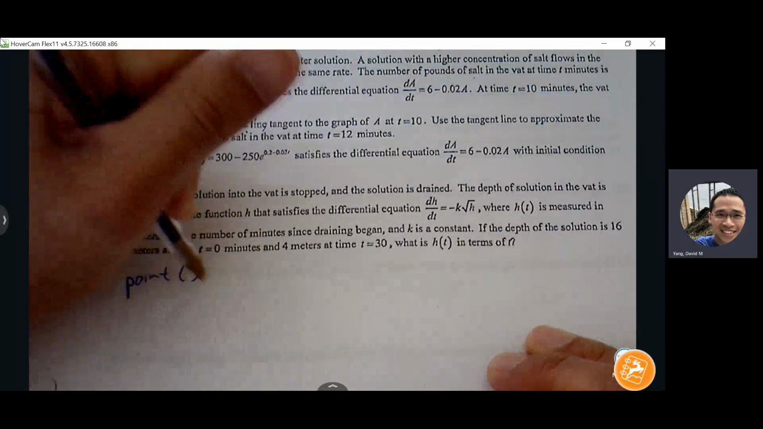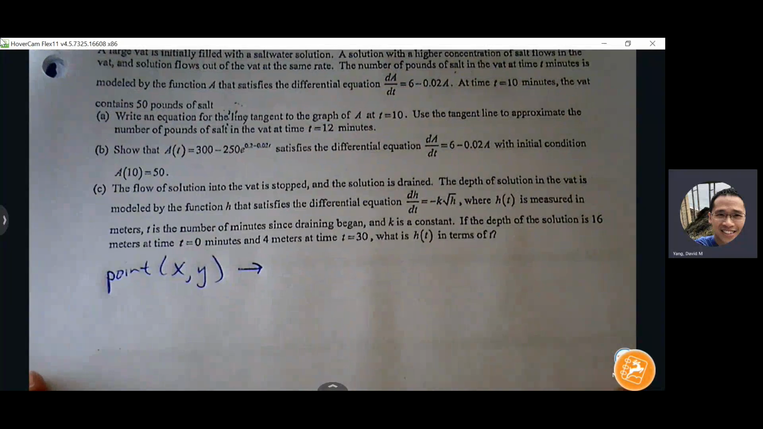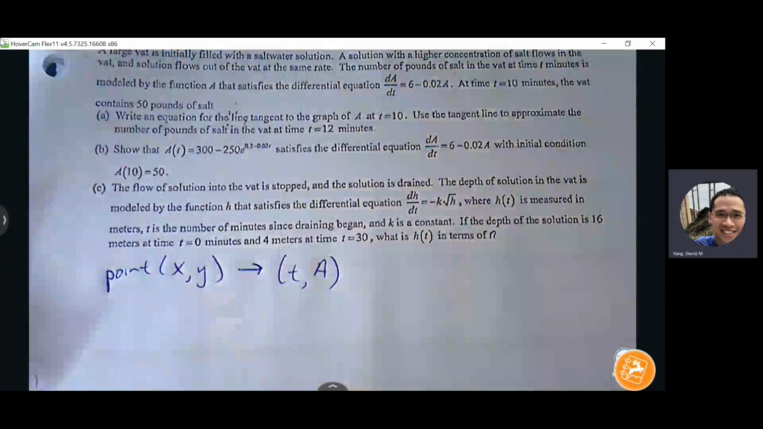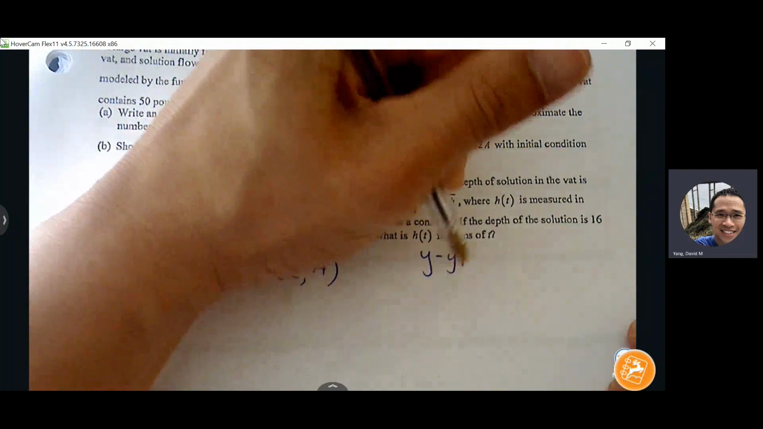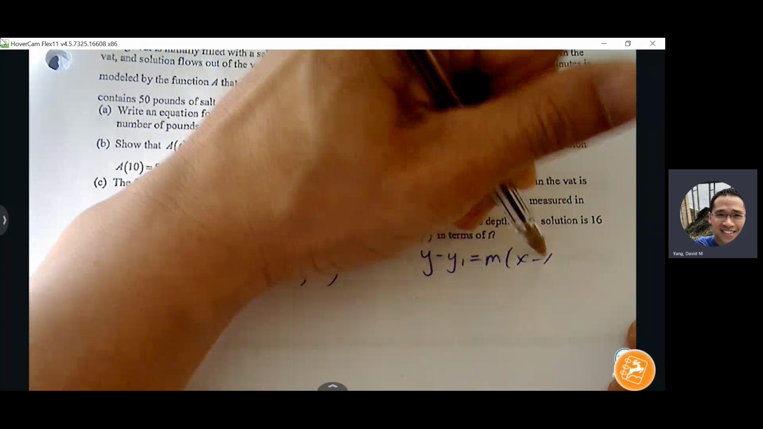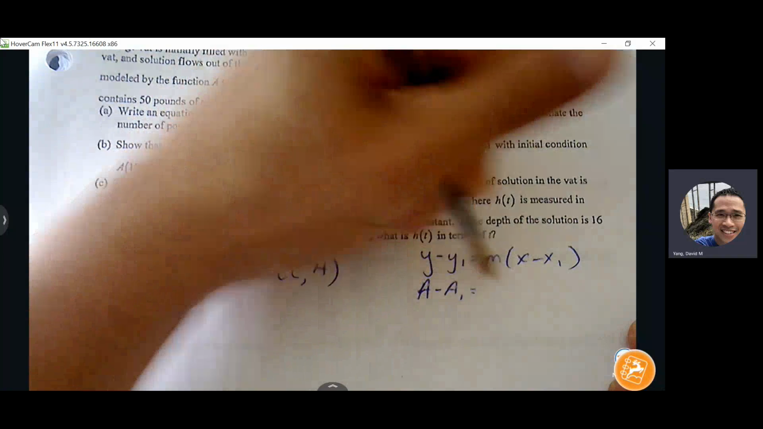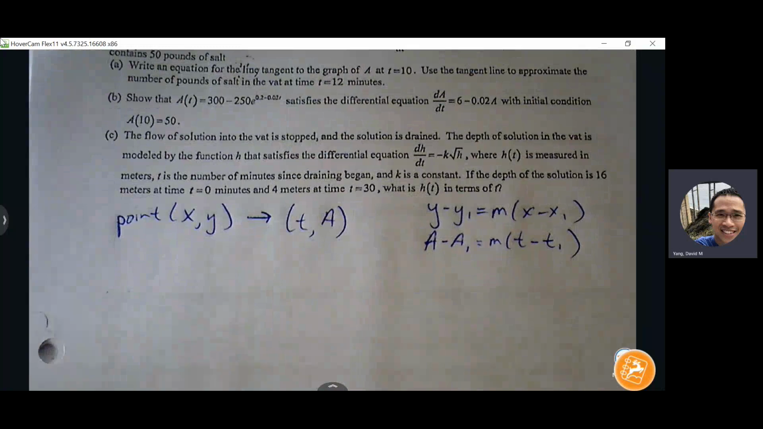I know an ordered pair is usually x, y, but in this case, we have to make some adjustments. Our ordered pair is now going to be t comma A. If you have different variables, it's always going to be t with another variable, usually with that second variable in uppercase. So that means ultimately, instead of y minus y1 equals m times x minus x1, it's going to be A minus A1 equals m times t minus t1. It looks a little bit strange, but hopefully we can make that adjustment without too much trouble.